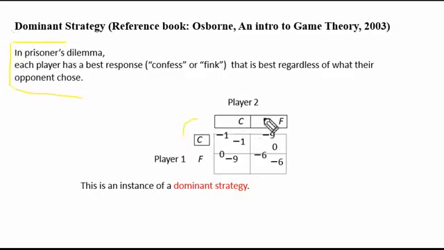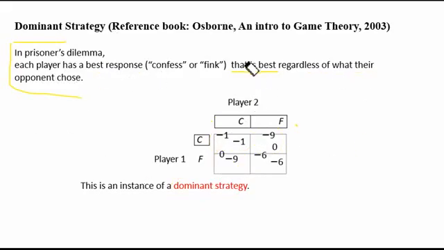There are two prisoners, player 1 and player 2. They can confess or not confess, and they will have some payoffs. This is called a payoff matrix. There are some strategies for each player which are the best response, that is, the best regardless of what the opponent chooses, right? This is called a dominant strategy. So this is a game theory option, right?